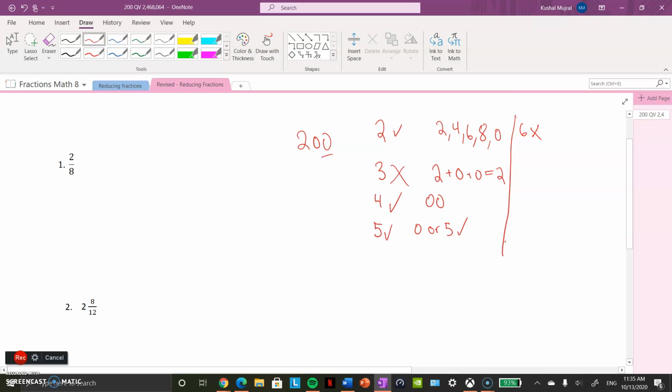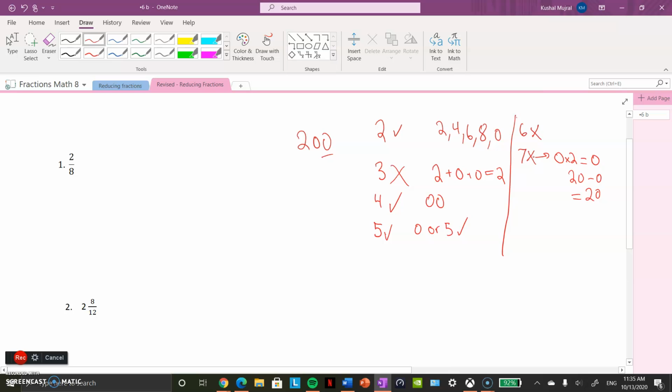Okay, let me just separate that. 7. So 7's a little bit weird in the sense that the rule for 7 is you have to look at the last digit, which is 0, and you double it, so you multiply it by 2, 0, and then you subtract it from the rest of the number. So 20 minus 0 equals 20. And if the result is 0 or divisible by 7, then your total number is divisible by 7. And here, as we can see, 20 is not divisible by 7, so 200 isn't divisible by 7 either.